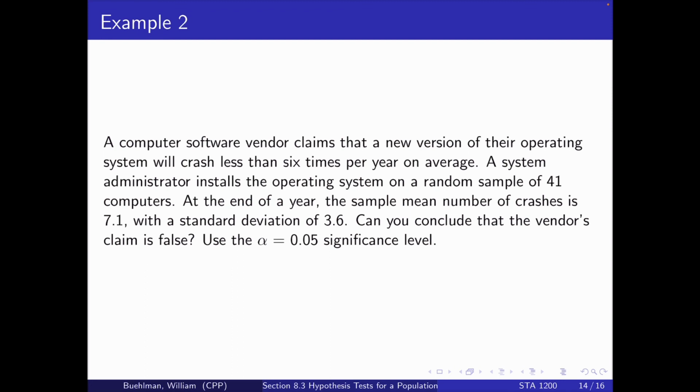Example 2. A computer software vendor claims that a new version of their operating system will crash less than 6 times per year on average. A system administrator installs the operating system on a random sample of 41 computers. At the end of the year, the sample mean number of crashes is 7.1 with a standard deviation of 3.6. Can we conclude that the vendor's claim is false using the alpha equals 0.05 significance level?